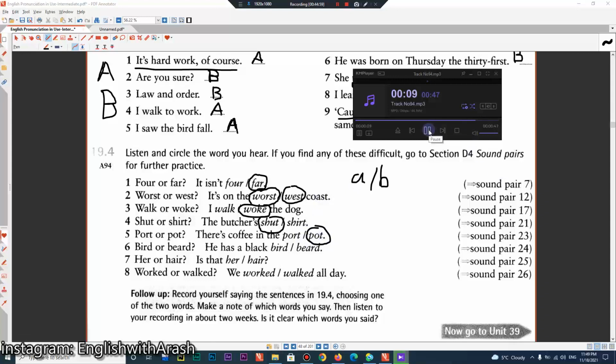6, bird or beard. He has a black beard. Bird or beard. He has a black beard. So the first one is bird, the second one is beard. Bird is like flying, beard, men have beard. So he has a black bird or he has a black beard. Beard, yes.